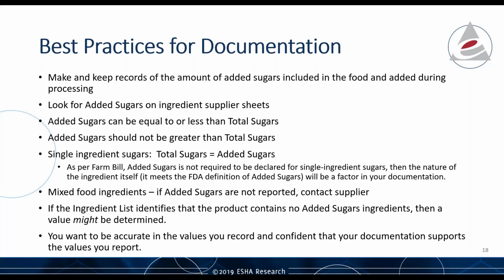If added sugars is not reported on your supplier information and the ingredient is a mixed food containing some added sugars ingredients, contact your supplier for more detail. That ingredient may need to head back up the informational supply chain to fill in the missing values. So your supplier may need to contact their supplier to help fill in the blanks.